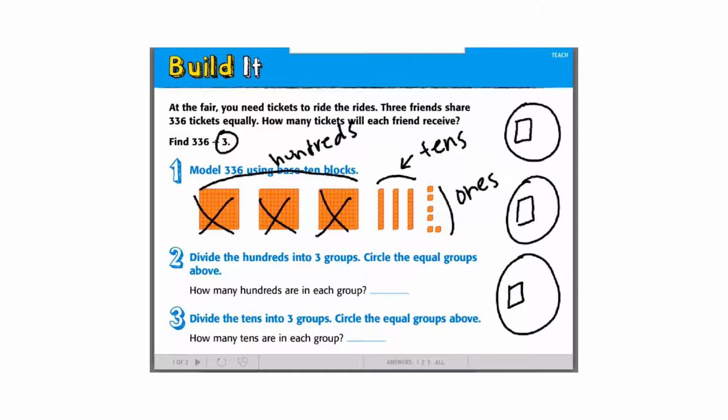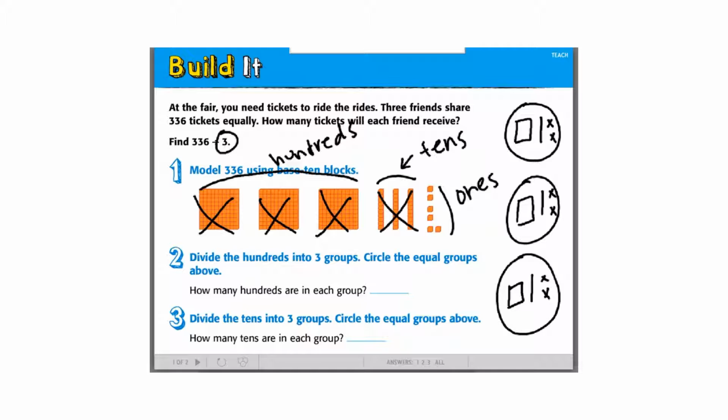Now I'm going to take the longs, the tens column, and I'm going to separate those. So I have 3 of those as well. So I have 1 in each column. Now I've used all of these. Now I'm going to separate the ones. And it looks like I have 6 of those. So I'm going to go through distributing them. 1, 2, 3, 4, 5, 6.